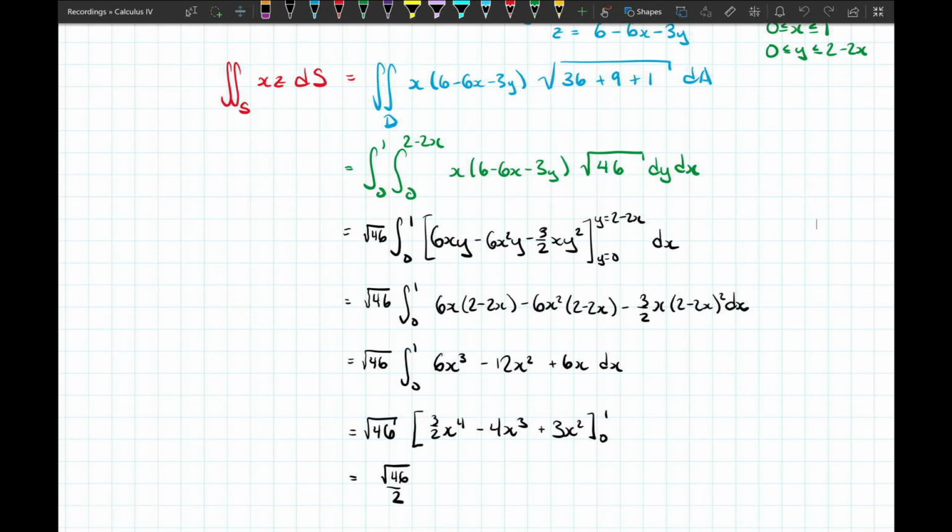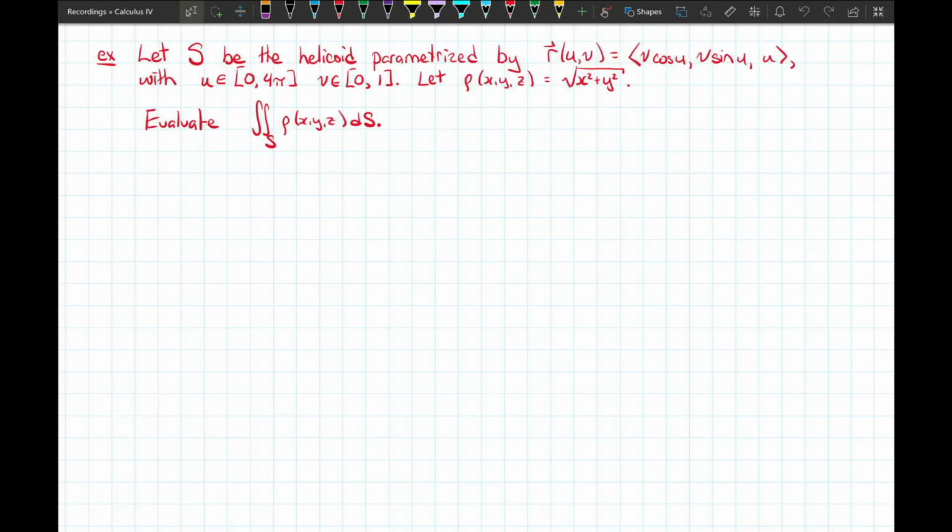All right, now that we've seen how a surface integral works for a function z equals g of x, y, let's see if we can try this with a parametric surface where x, y, and z are given in terms of parameters such as u and v. For this example, let's start off with S being a helicoid, parameterized by v cosine u, v sine u, and u. So you can imagine that that is kind of like having a corkscrew in a way.